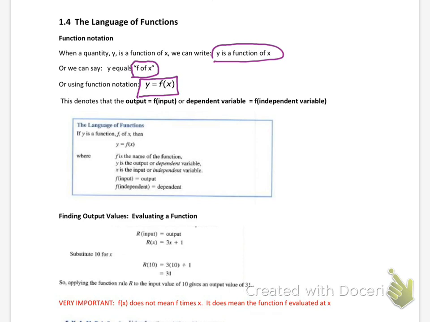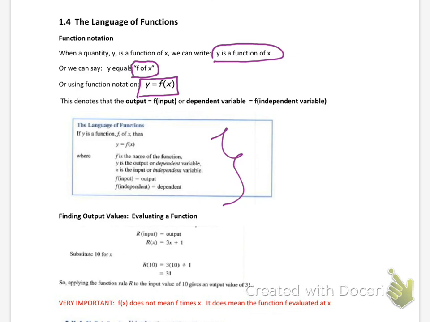So your output is your y, and your input, one way to remember it, is your input is in the parens. Okay, so what's your dependent variable? Your dependent is the y, and your independent is the x. So x drives the train. Okay, and this is nicely summarized for you right here.